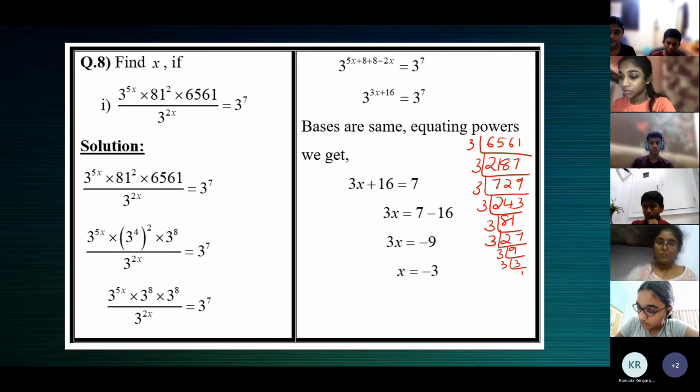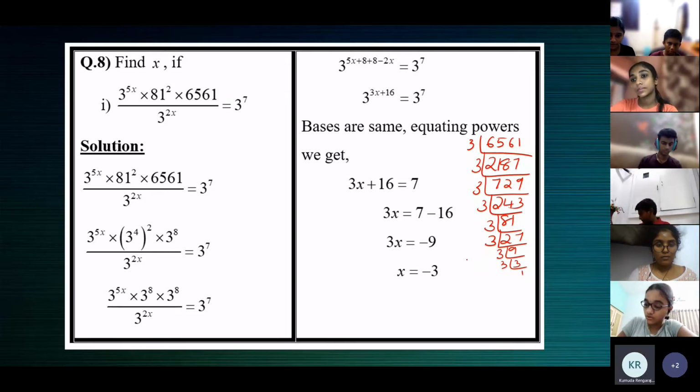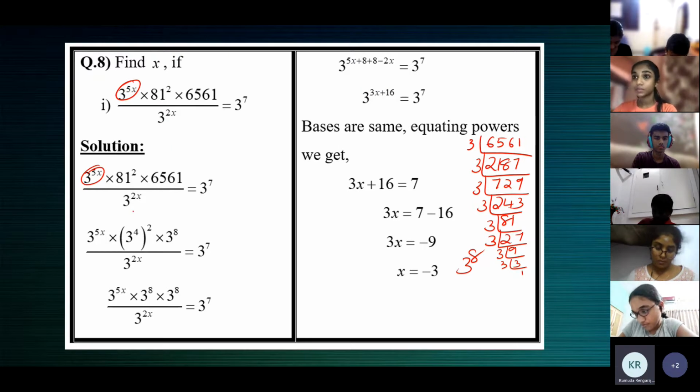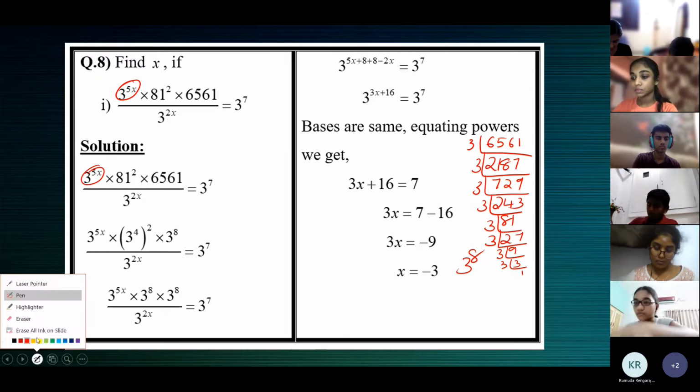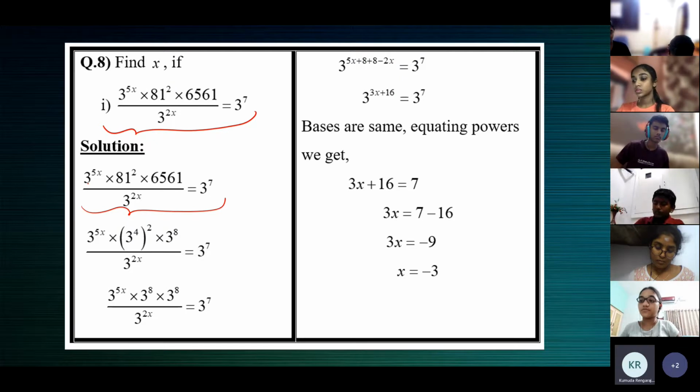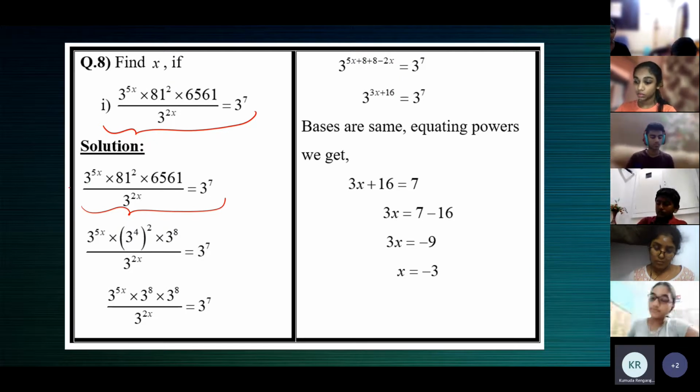Very good. So how many threes? 3 to the power 8 ma'am. 8 threes. So 3 to the power 8. Okay. So 3 to the power 5x as it is. I've written the question again, and this equation here again. Now this is in base 3. Now base 3 cannot be written in any other base. It's in base 3, so write that as it is.